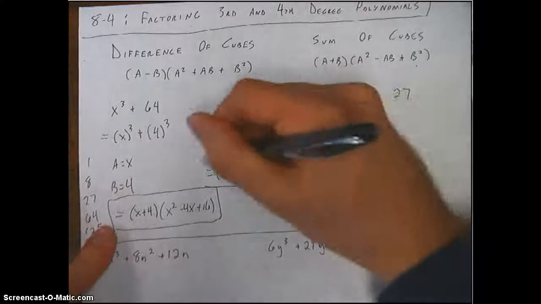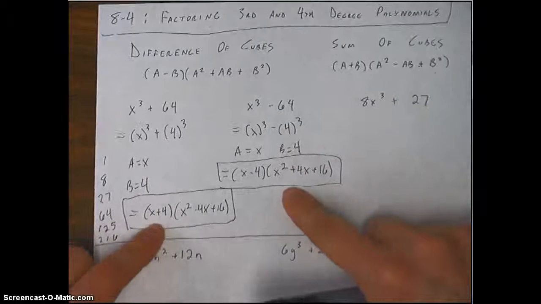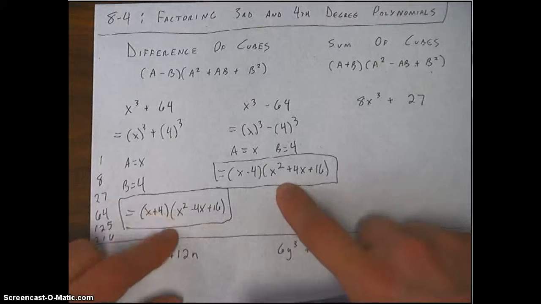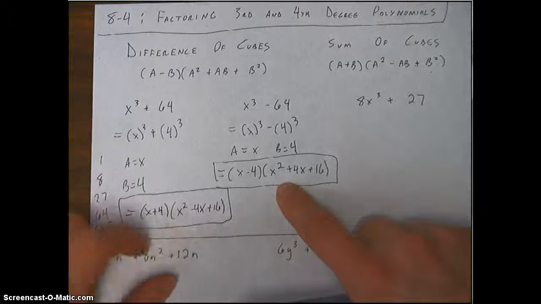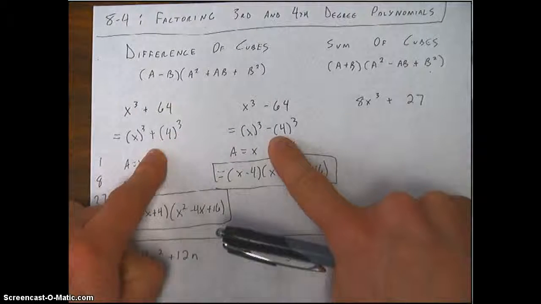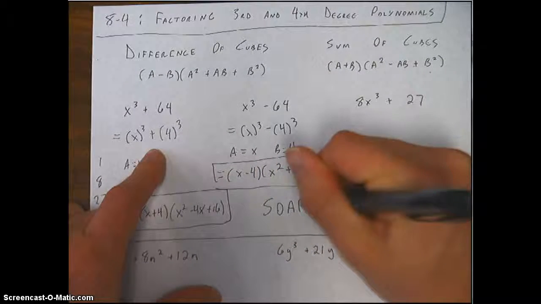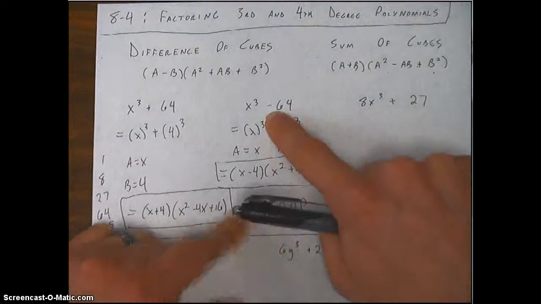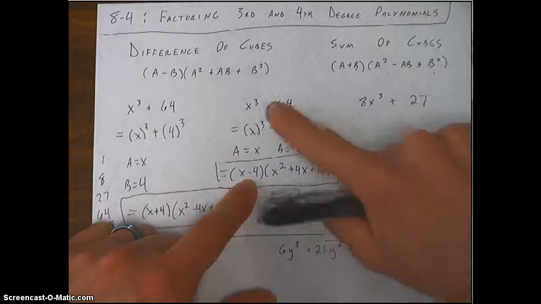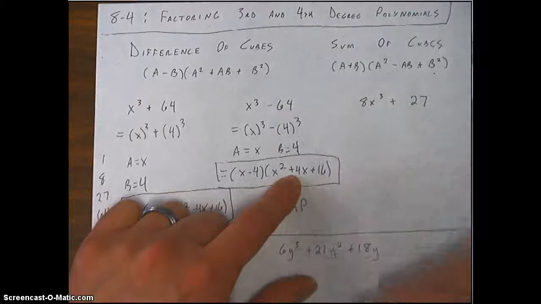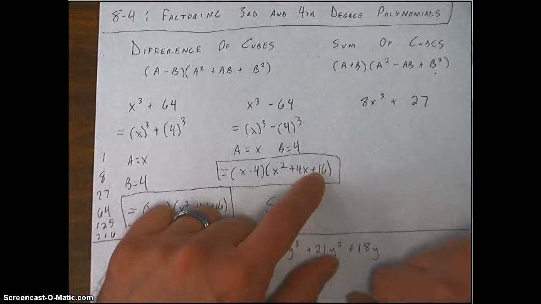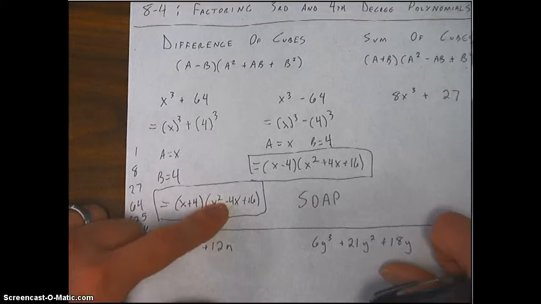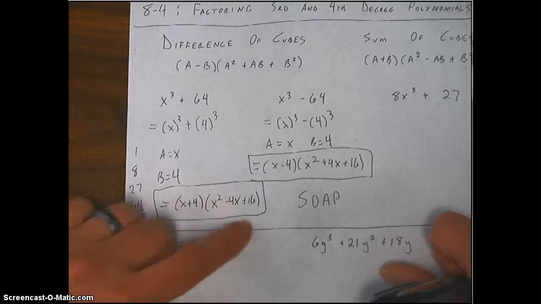Now, the difference between these two things is just a couple of signs. This one's a positive, this one's a negative, this one's a negative, this one's a positive. The way you can remember which one's which, if you're dealing with a positive or negative, is to remember SOAP. SOAP stands for same, opposite, always positive. Since this one is a minus sign, we had a minus sign first. Same. Then a plus sign. Opposite. Then a plus sign. Always positive. Over here, this one started with a plus sign. Same. Opposite. Always positive.